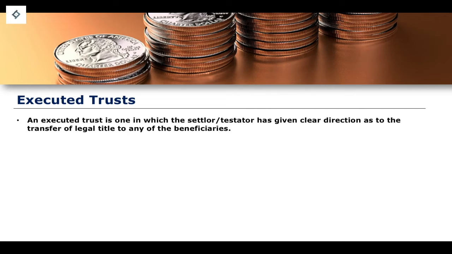An executed trust is one where you have an agreement. Again, you have a settlor and a testator that is putting property on trust for the trustee for the benefit of the beneficiaries. But rather than a bare trust, in which essentially it gives authority to the beneficiaries to decide when to conveyance that property, it's actually the settlor or the testator that gives clear direction as to the transfer of the legal title to any of the beneficiaries. So they give the clear instructions to the trustees about what to do with that property.